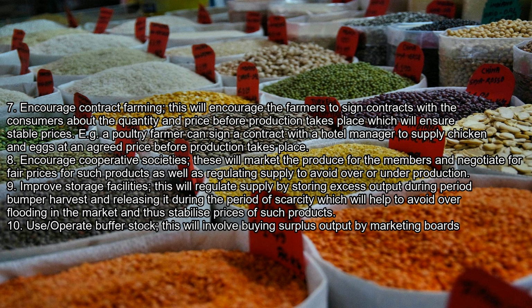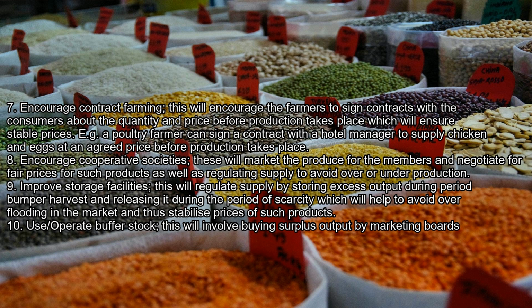E.g., a poultry farmer can sign a contract with the hotel manager to supply chicken and eggs at an agreed price before production takes place. 8. Encourage cooperative societies. These will market the produce for the members and negotiate for fair prices for such products, as well as regulating supply to avoid over or underproduction. 9. Improve storage facilities. This will regulate supply by storing excess output during the period of bumper harvest and releasing it during the period of scarcity, which will help to avoid overflooding in the market and thus stabilize prices of such products.